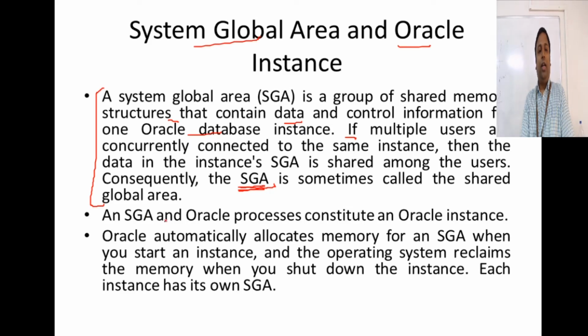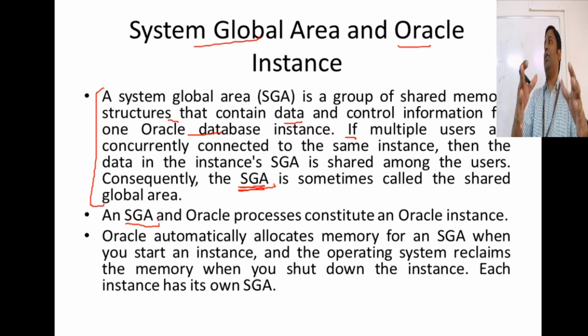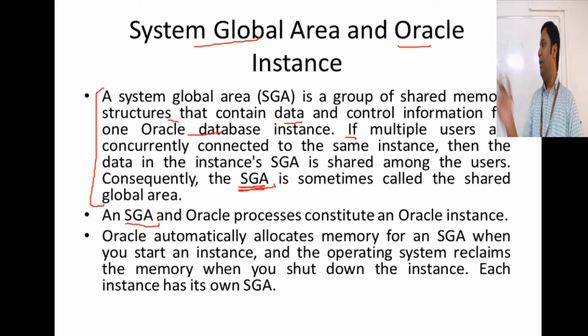And what is an Oracle instance? It's nothing but a set of shared memory structures like the buffer cache and redo cache, along with processes like the log writer and database writer. We'll see what these processes are in the coming slides. So how does this memory allocation happen? Oracle automatically allocates memory for a system global area. So if you're going to run Oracle DBMS, automatically when the instance is getting created, memory gets allocated for all these things.